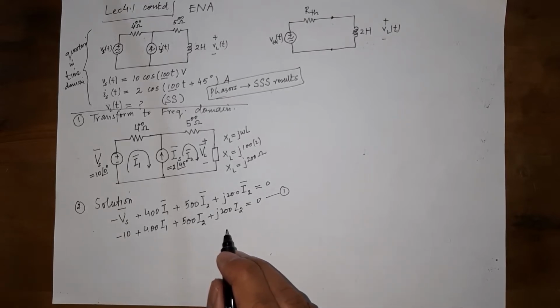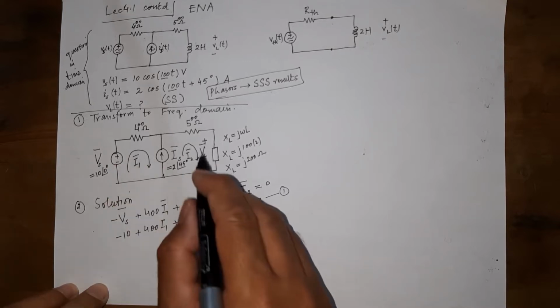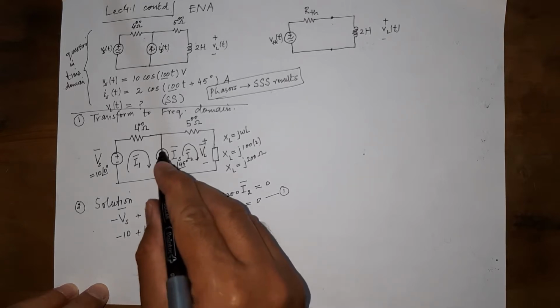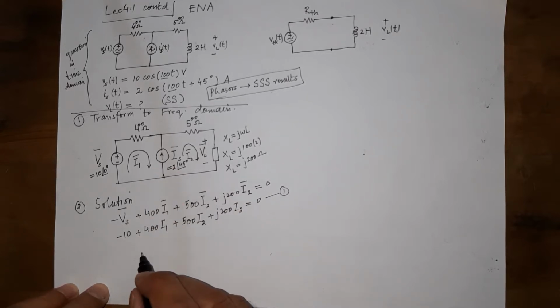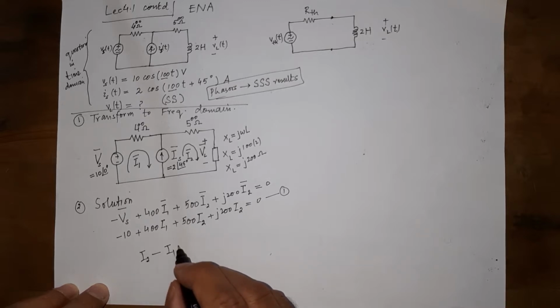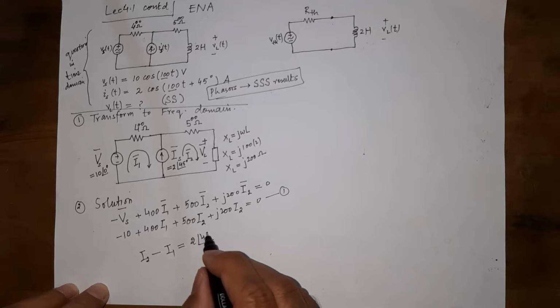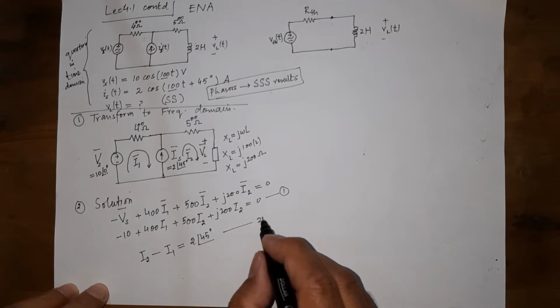We need another equation, and because we use supermesh to write this equation, the other equation is going to come from this current source. So the upward current, this current is upward as well. So I2 bar minus I1 bar is going to be equal to IS, which is 2 angle 45 degrees. This is the second equation.